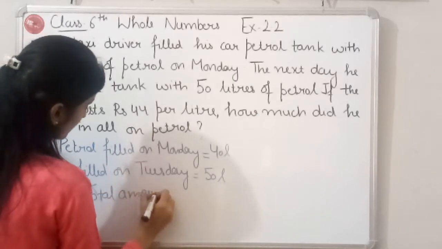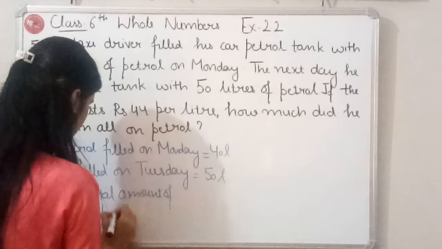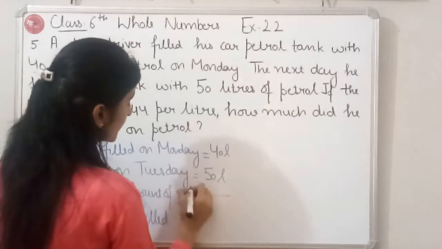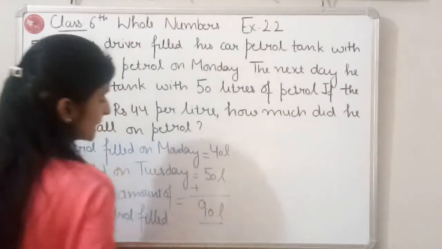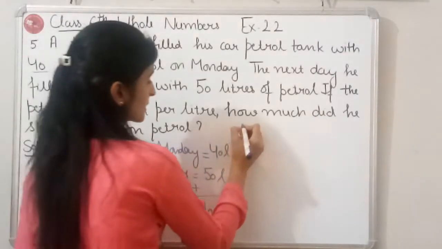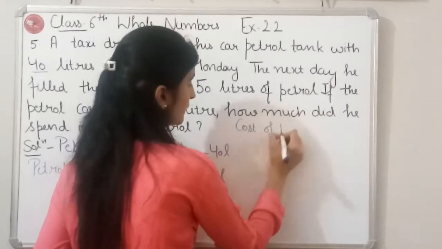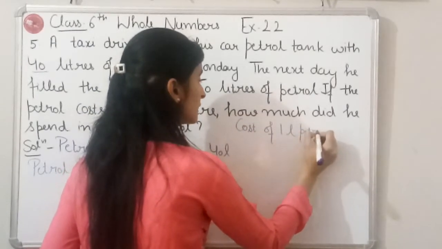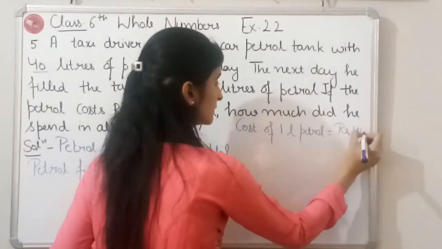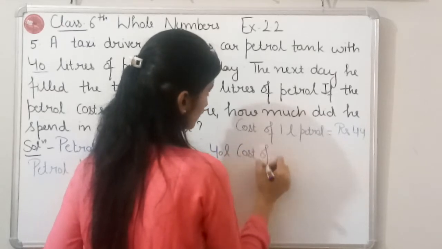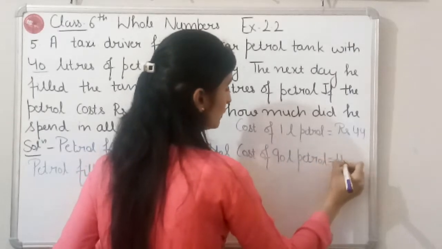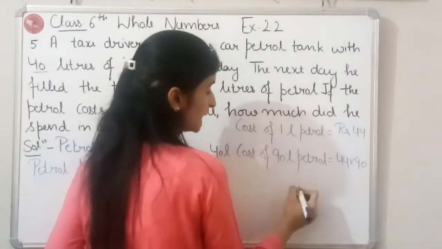Total amount of petrol filled will be 40 plus 50, that will be equal to 90 liters. Now we have to find out the cost of 90 liters of petrol, but the cost of 1 liter of petrol is rupees 44. So the cost of 90 liters of petrol will be equal to 44 multiplied by 90.